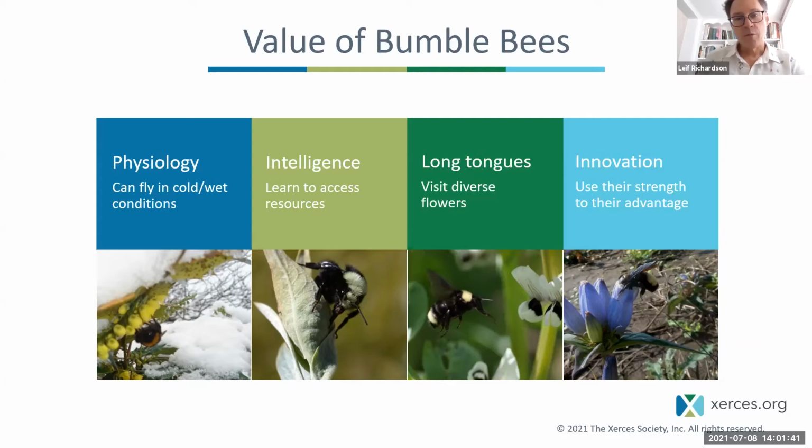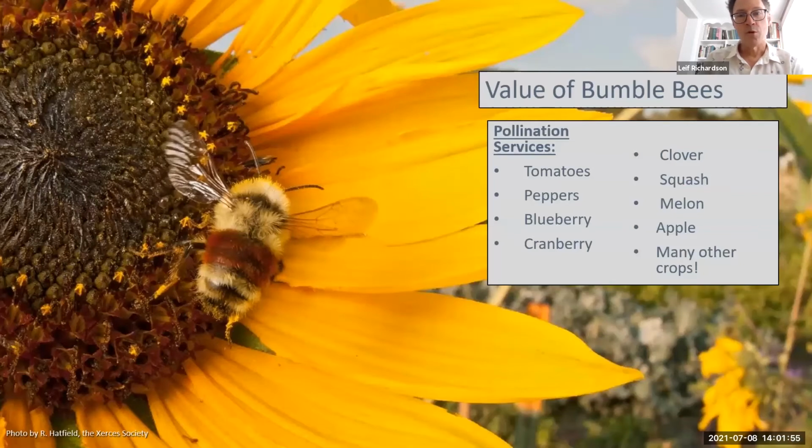And then just generally speaking, bumblebees have longer tongues, which allows them the flexibility to reach nectar in deep pockets as well as shallower pockets. And that means that more types of plants can benefit from that one species of bee. So here is a list of some of the crops that bumblebees are known to be really important pollinators for. Tomatoes, peppers, blueberry, cranberry, clover, I would add alfalfa there, squash, melons, apples. Just so many other crops are reported as being pollinated by bumblebees.